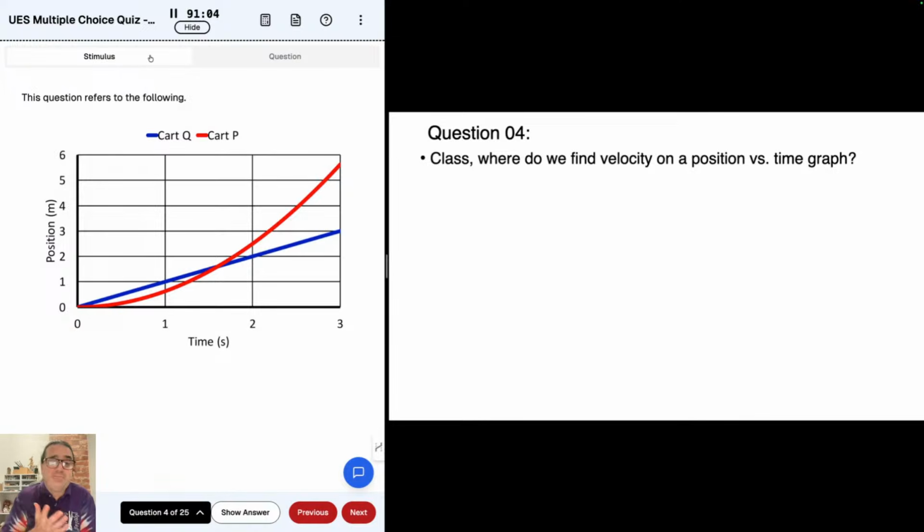Sorry, I am very specific about what I'm looking for. Where do we find velocity on a position versus time graph? X over t. We're getting close, but no.